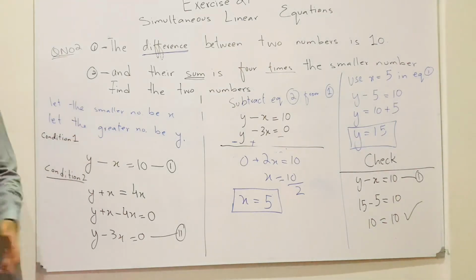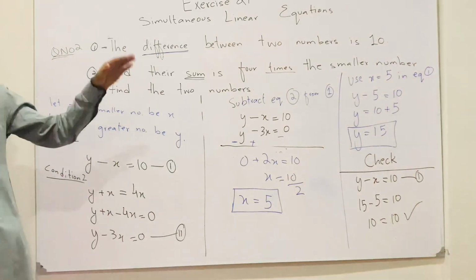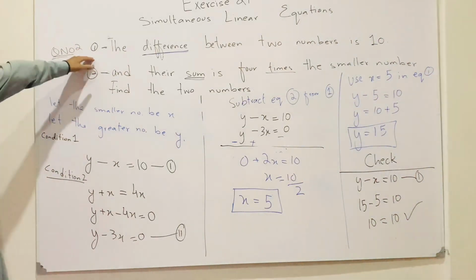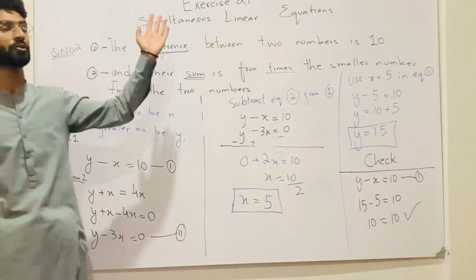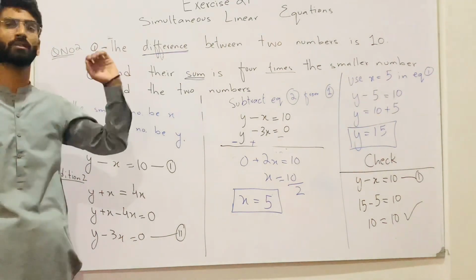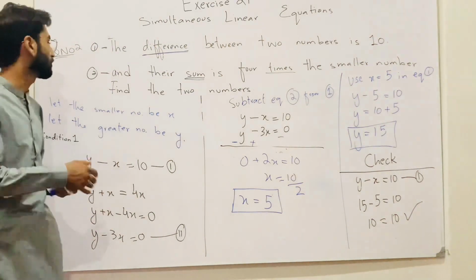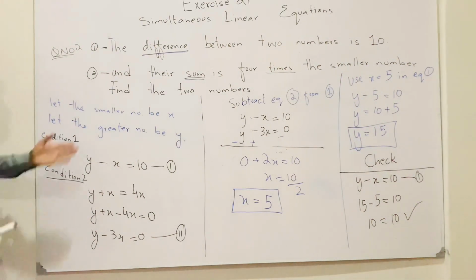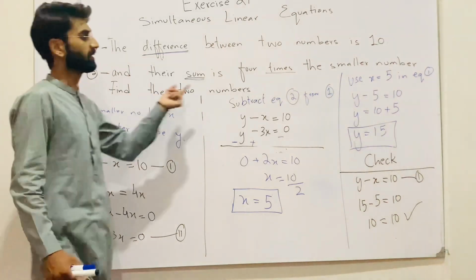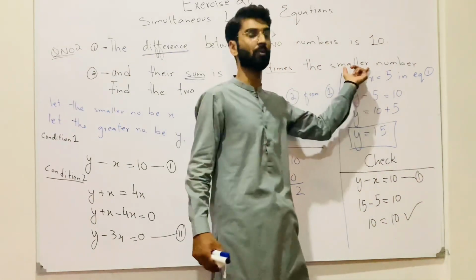Question number 2. In this question, we need to find two numbers such that, according to condition number 1, the difference between those two numbers should be 10, and the sum should be equal to 4 times the smaller number. Now we have to find the two numbers. According to the second condition, one number is smaller than the other number.